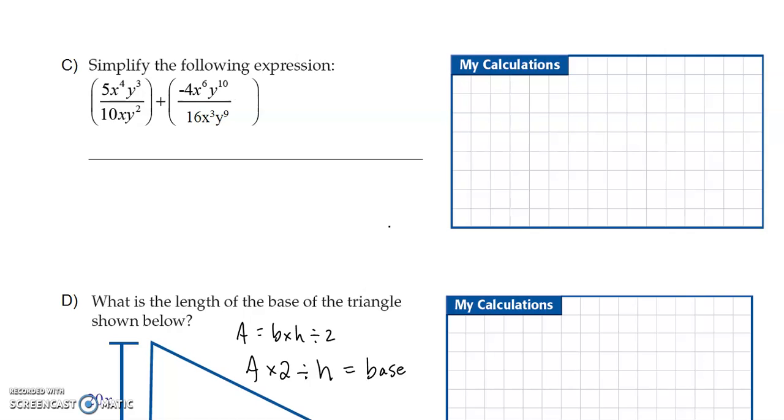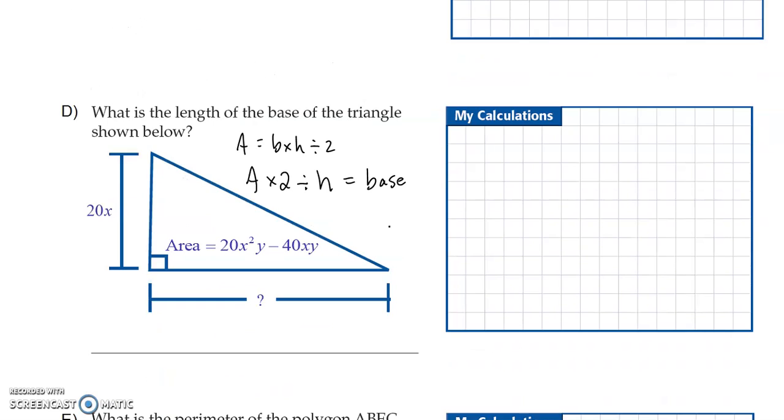Letter C, I'm going to skip that one, and I want to jump down to letter D. How much are we doing for time here?